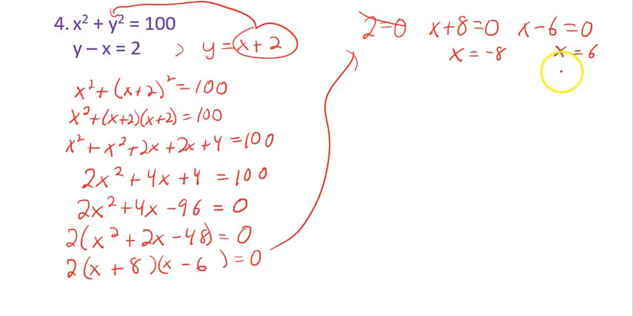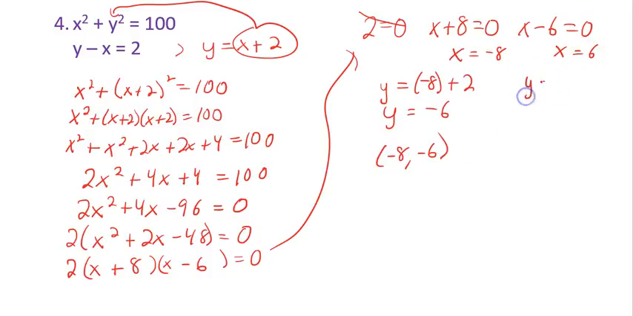I need to get the y values. I can plug into either equation. I can actually even plug into this equation over here because it's just a version of this one, and I think that's what I'm going to do. So for x equals negative 8, the y value will be negative 8 plus 2, so negative 6. That means that this point is negative 8, negative 6. Then if I plug in 6, y equals 6 plus 2, I get 8. And then that point will be 6, 8. And so these are the 2 points where this line crosses this circle.